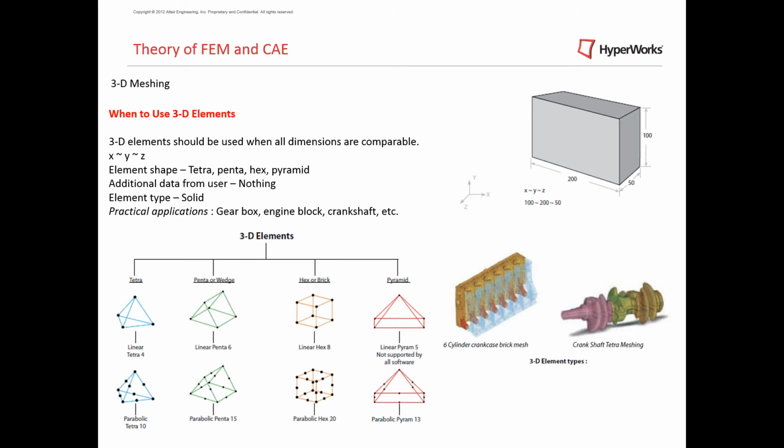The different types of 3D elements used are first order tetra, second order tetra, first order penta, second order penta, first order brick or hexa element, second order brick or hexa element, first order pyramid, second order pyramid. Now we will see how to do 1D meshing on a roll cage structure.